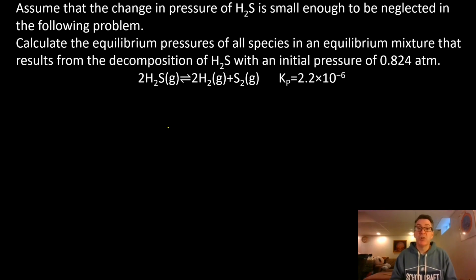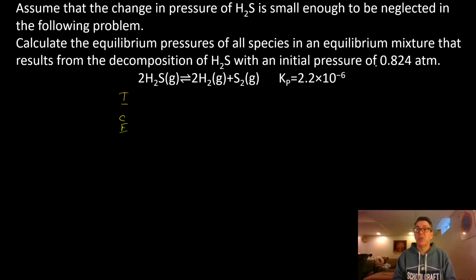It says, assume that the change in pressure of H2S is small enough to be neglected in the following problem. We use this technique pretty often, especially if the algebra is going to get kind of out of hand or very difficult to solve. And so we'll do a number of examples, especially as we go into the acid-base chapter, where we do this approximation trick. But in this case, they're saying it's okay to neglect the change in H2S. So they want us to calculate the equilibrium pressures of all the species in the equilibrium mixture that results from this decomposition.